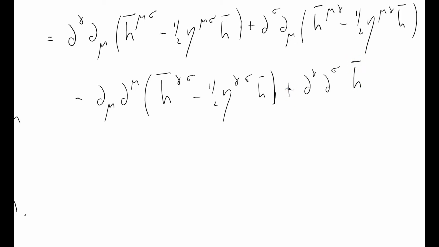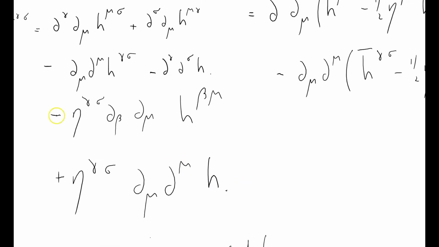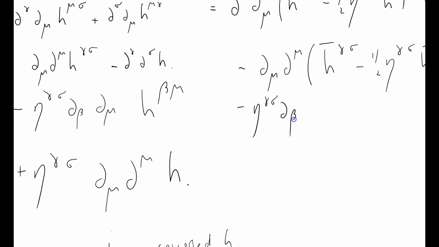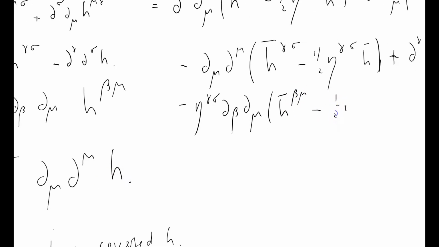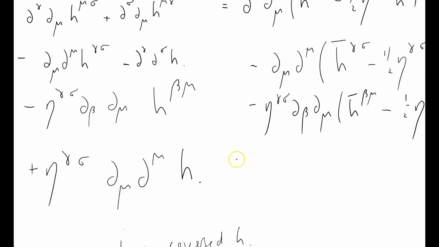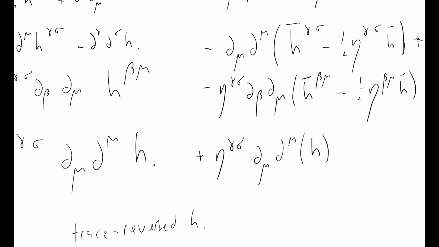So we're starting to see how it's going to work. What's the next term I've got here? I've got a term here, which is a minus η γσ ∂β ∂μ h bar βμ minus a half η βμ h bar. That's that term there. Plus η γσ ∂μ downstairs, ∂μ upstairs times h. Oh, and that's a minus because it's h bar.